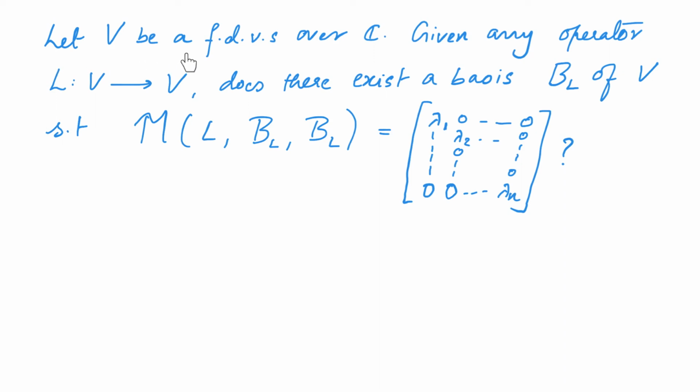Let V be a finite dimensional vector space over C. Given any operator L from V to V, does there exist a basis of V such that the matrix representation of L with respect to this basis is a diagonal matrix? Unfortunately, the answer to this question is still no. Let us look at an example illustrating this phenomenon.